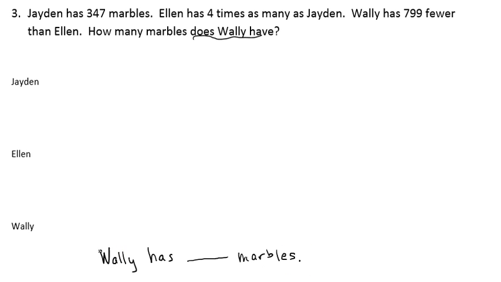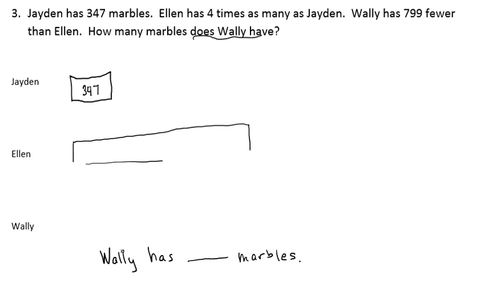We'll start with what we know about Jaden. Jaden has 347. He's going to be our base unit. I'm going to draw 1 tape diagram for Jaden, and I'll show that he has 347 marbles. Ellen has 4 times as many as Jaden. So that means that Ellen's tape is going to be 4 times as long as Jaden's. I'm going to put 4 sections in it, and I know that each section is 347 because she has 4 times as many as Jaden.